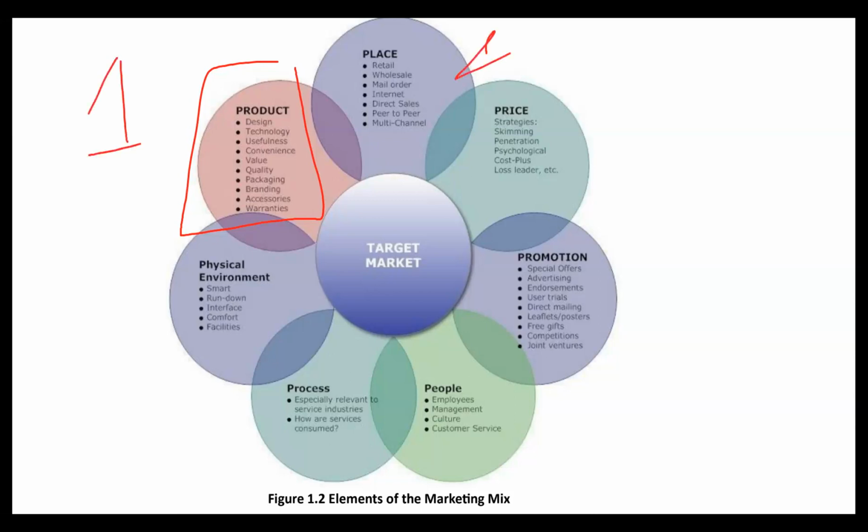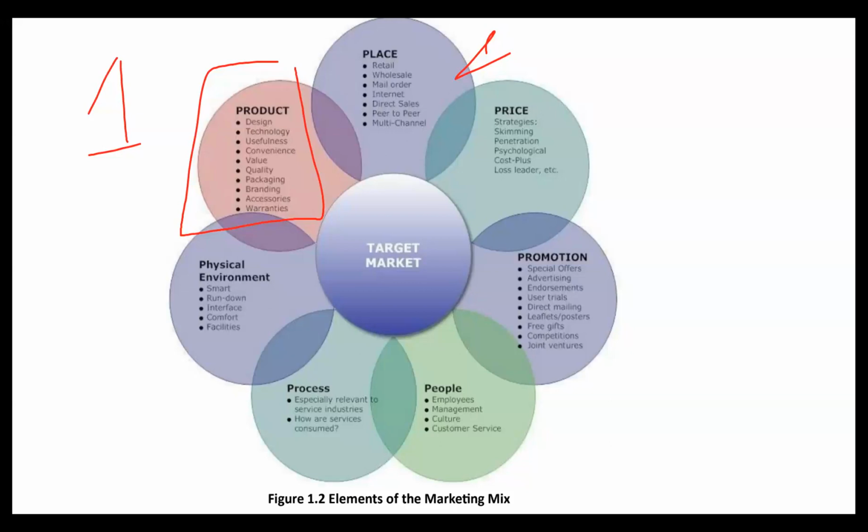From the product, we have the place. Under the place, we have the issues of retail shops, wholesales, mailing orders, the internet, among others. Those are the questions of the place. We have produced this product, but what about the place?